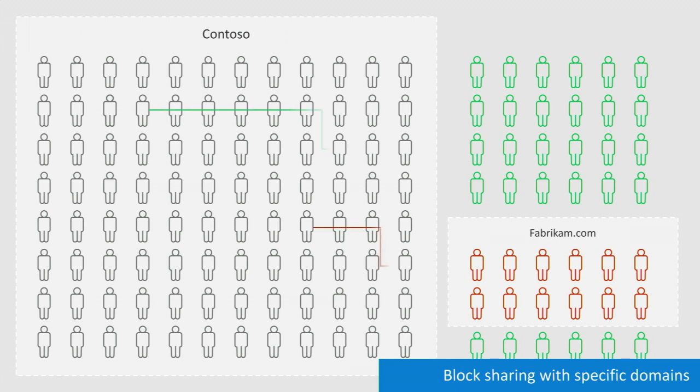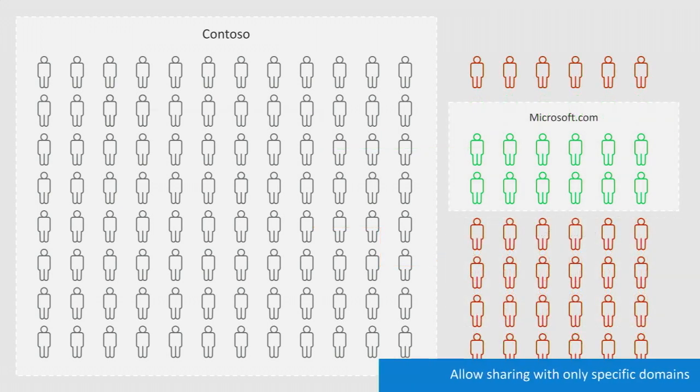I can block sharing with specific domains. For example, competitors, I might say, nope, that's never a good case, so don't do that. I can also decide that I want to allow only certain domains. If there's only a handful of partners that you work with, you can say sharing is only allowed if the email address matches one of those domains.